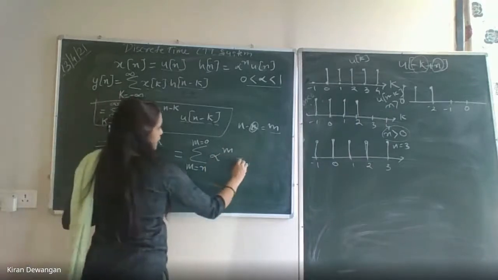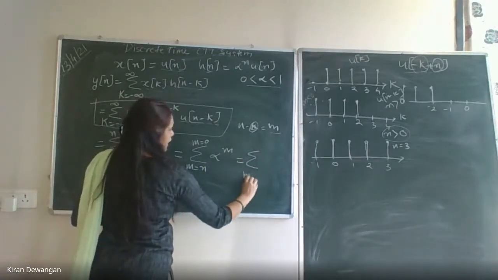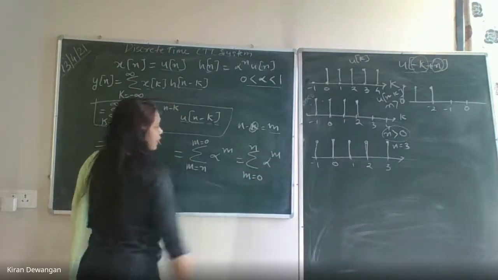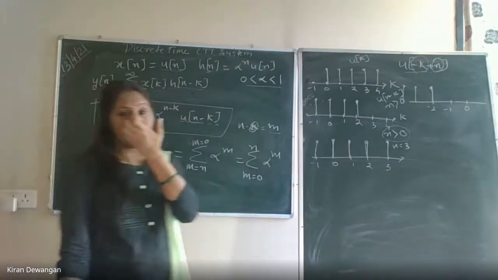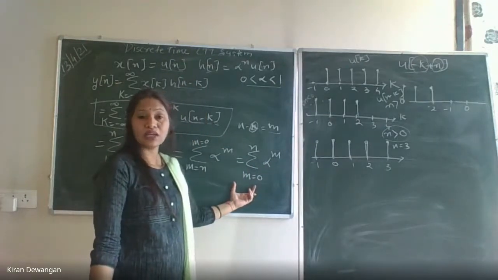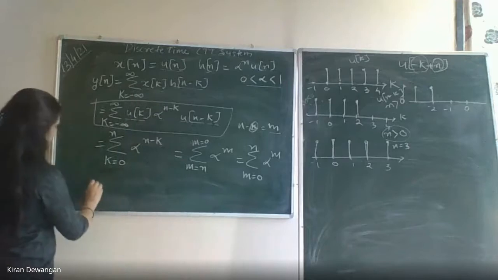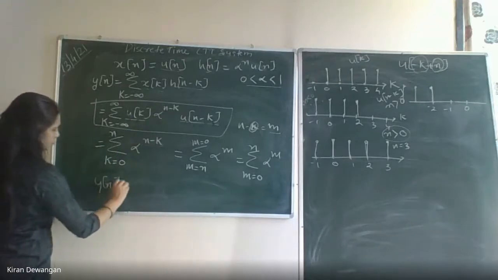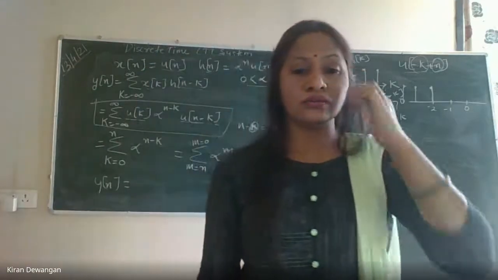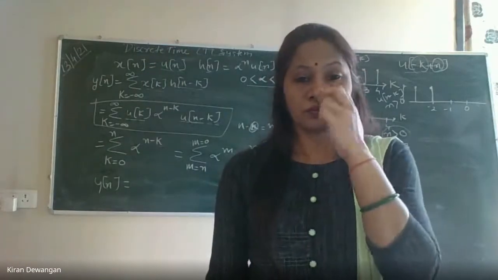We may even write it as summation m 0 to n, alpha to the power m. Now this we can easily write the answer. इसका आंसर क्या होता है? We should know these answers because these answers are very important. What is our y of n now? Y of n क्या होगा? जल्दी से बताओ.